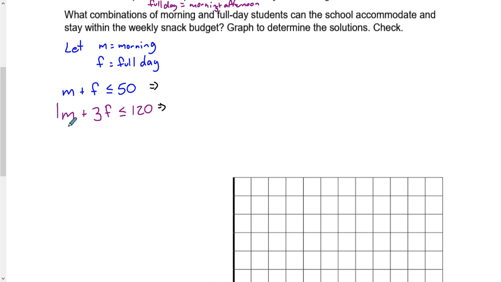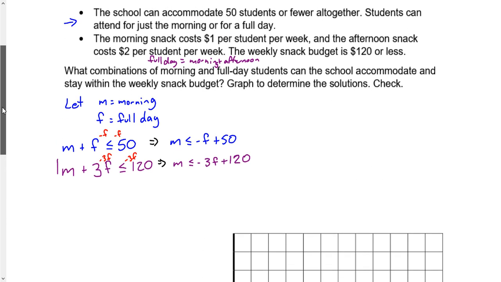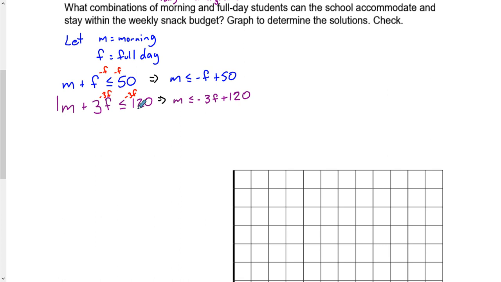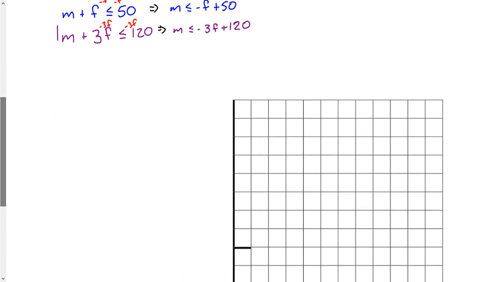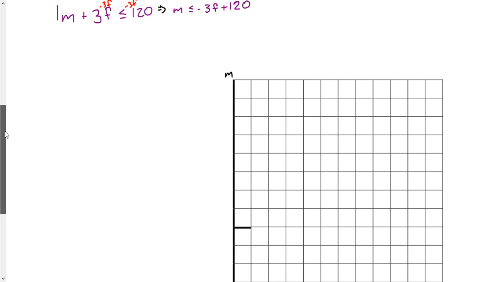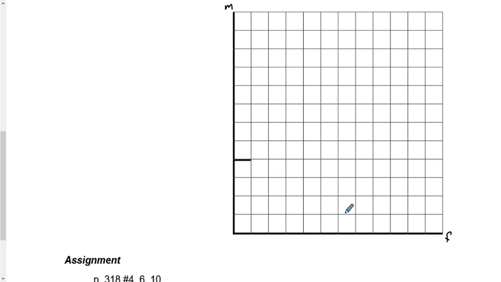For example, I have my m's kind of already by itself. It probably makes sense to just subtract my f's over. Subtract the 3f on this one, meaning I'd have m is less than or equal to negative f plus 50, and m is less than or equal to negative 3f plus 120, sorry. And these are the two lines that we can graph, which means m is our y-axis, f would be the x-axis.